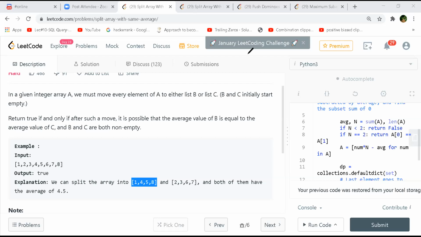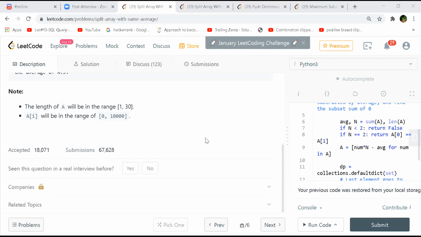Okay, that makes sense. Well, if you have a single element and that element is 0, would it work? If the average is zero and the array is empty... So let me try. I think it will give false in that case. Yeah, it gives false. So any single element of any value will return false. So for that reason it makes sense.